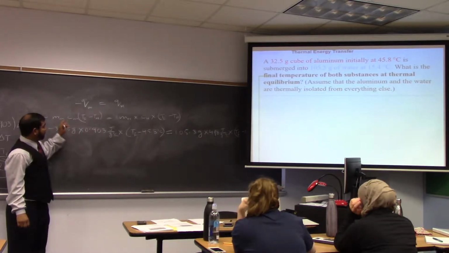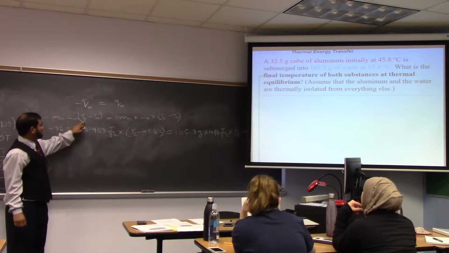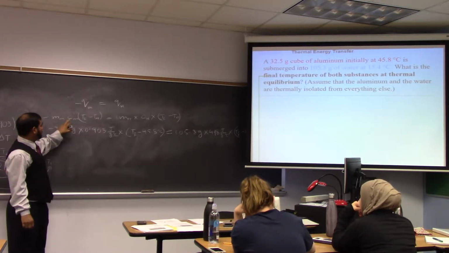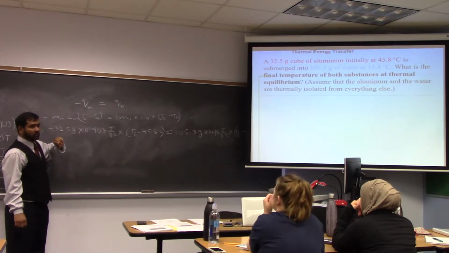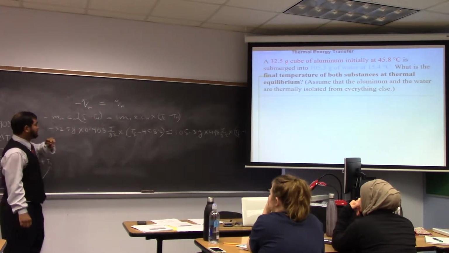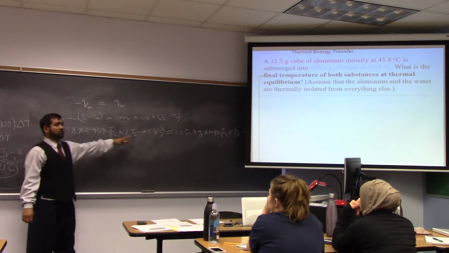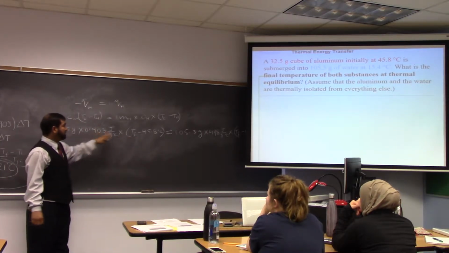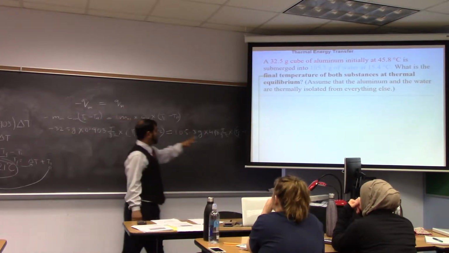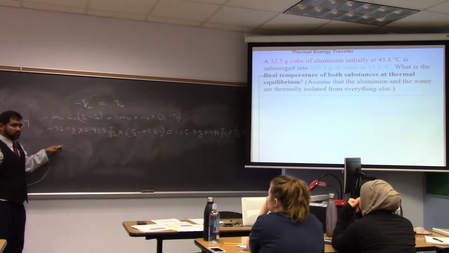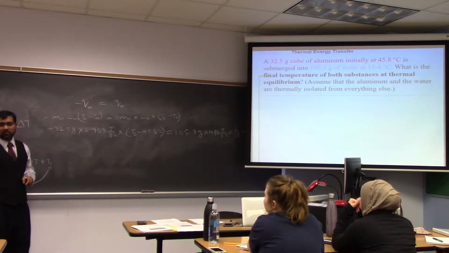So out of 7 values, we have 6 given. So your chemistry problem is the same: plug in whatever you have, find out what you don't have. Only TF is the one missing, right? Everything else is given. And then calculate on your own.